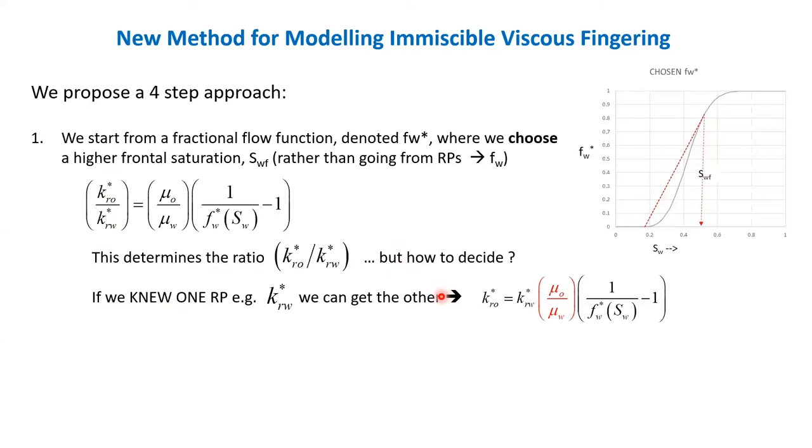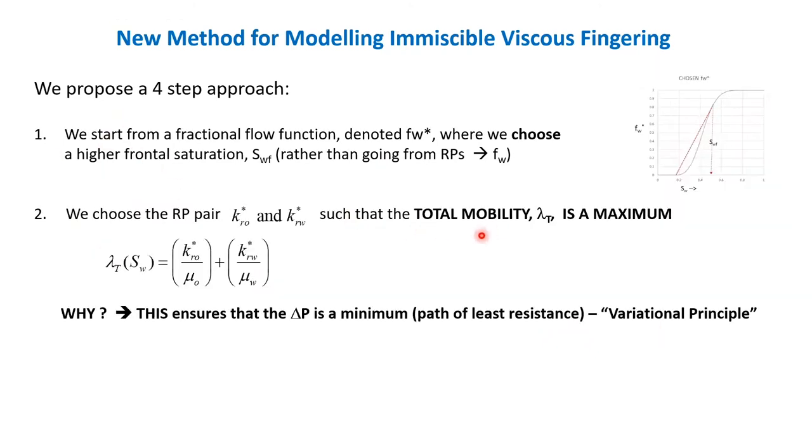My conjecture is this: in unstable flow, the way you pick them is you choose the pair such that the total mobility is a maximum. In other words, why would I do that? I've picked my fractional flow, fw*. I pick my relative permeabilities. Now, the viscosities are given, 1600 and 1 centipoise. I pick them such that the total mobility is a maximum, because this ensures that the pressure drop is a minimum and that the fingering takes the path of least resistance, because that's what it looks like it does.